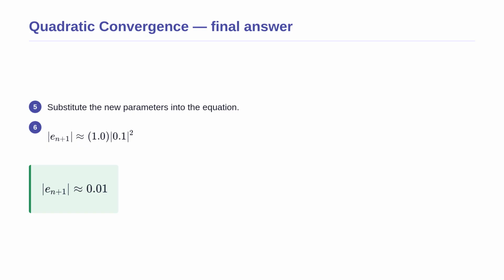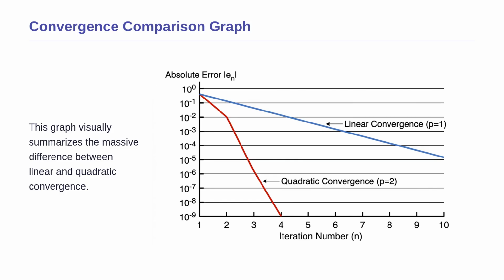To truly appreciate what we just calculated, let us look at this visually. Here we have a graph comparing linear and quadratic convergence. The vertical axis represents the absolute error on a logarithmic scale, meaning each tick mark is 10 times smaller than the one above it. The horizontal axis shows the number of iterations.